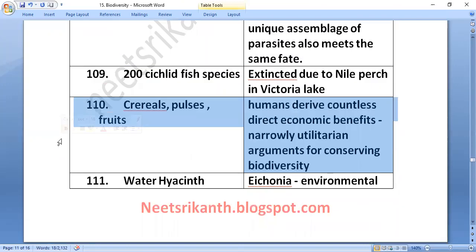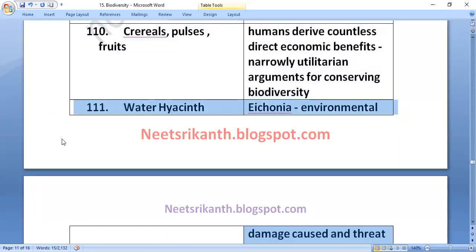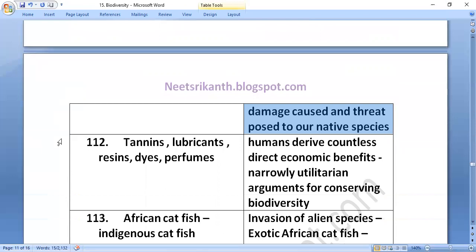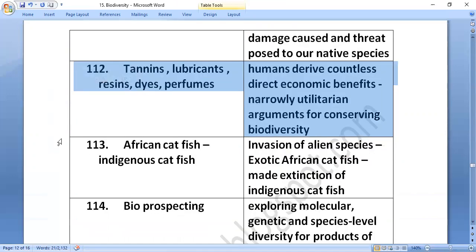Humans derive countless direct economic benefits like cereals, pulses, fruits, tannins, lubricants, resins, dyes, and perfumes. This is the narrowly utilitarian argument for conserving biodiversity. Water hyacinth, Eichhornia crassipes, also causes environmental damage and poses a threat to our native species.